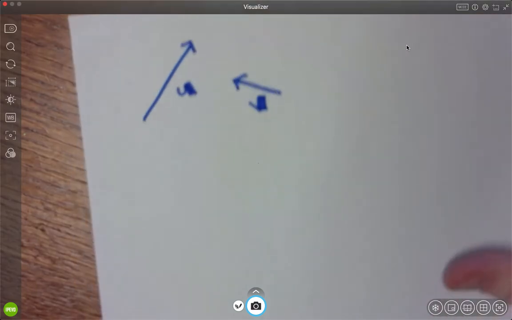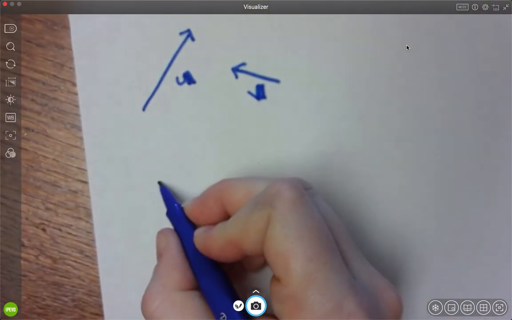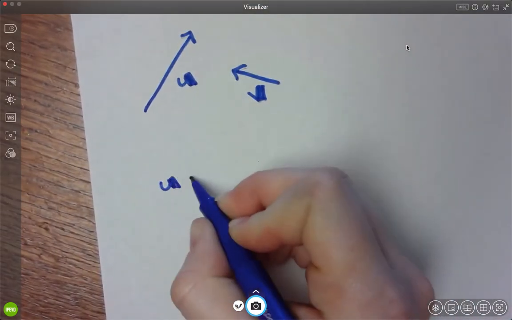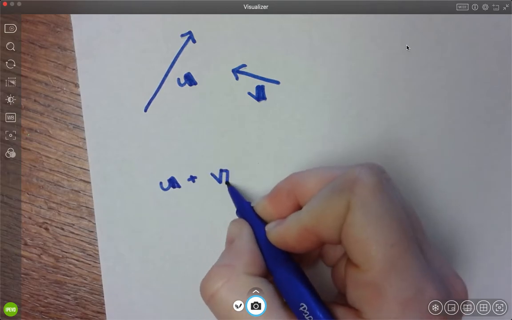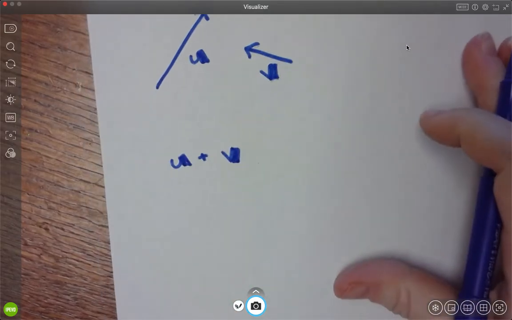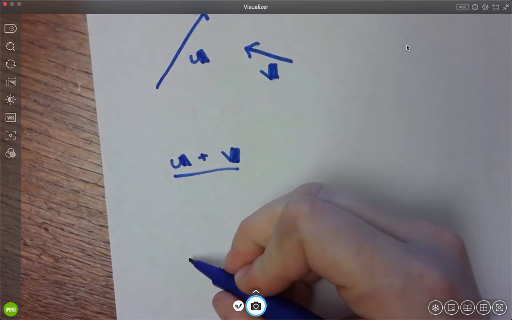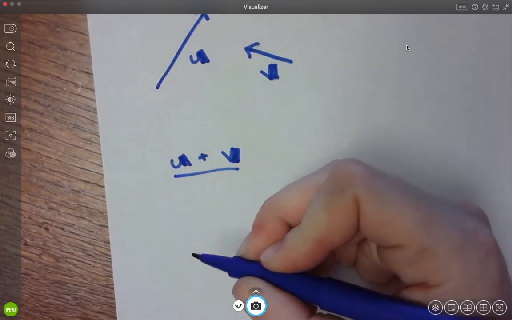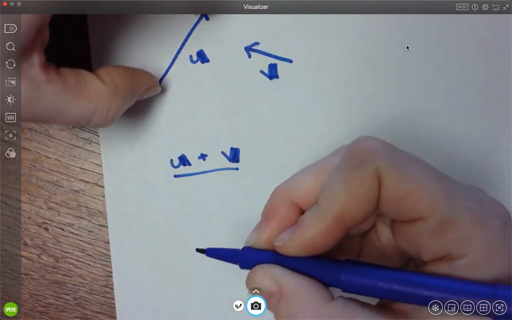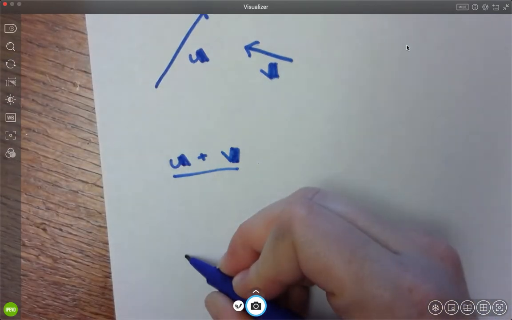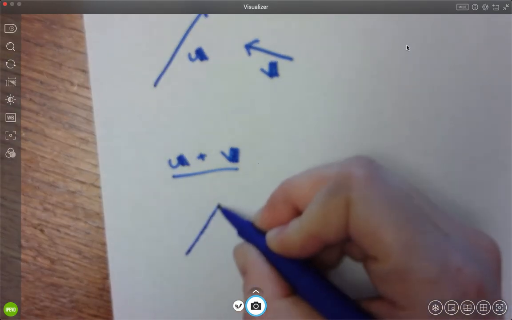Okay, and if I wanted to do this scenario where I'm taking U and adding V to it, what I'm going to do is start by drawing U, and I'm going to do my best. If you need a ruler, you can measure that length there, but I'm going to try to draw it as best I can.